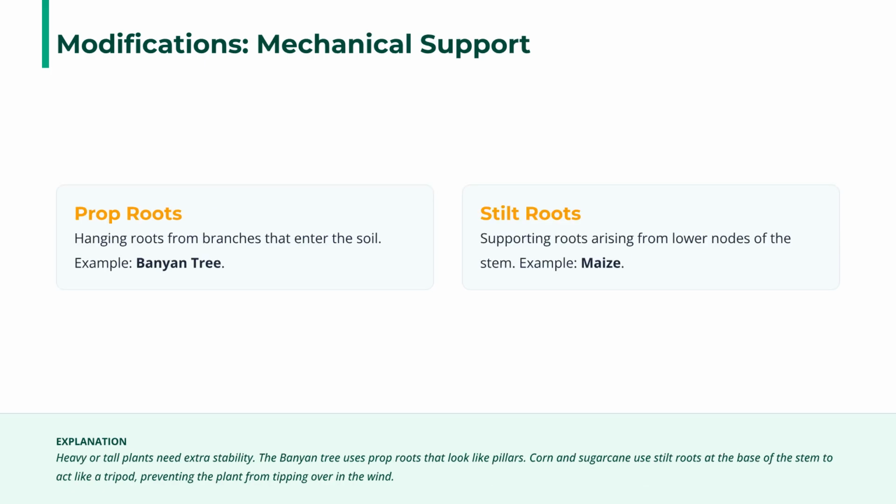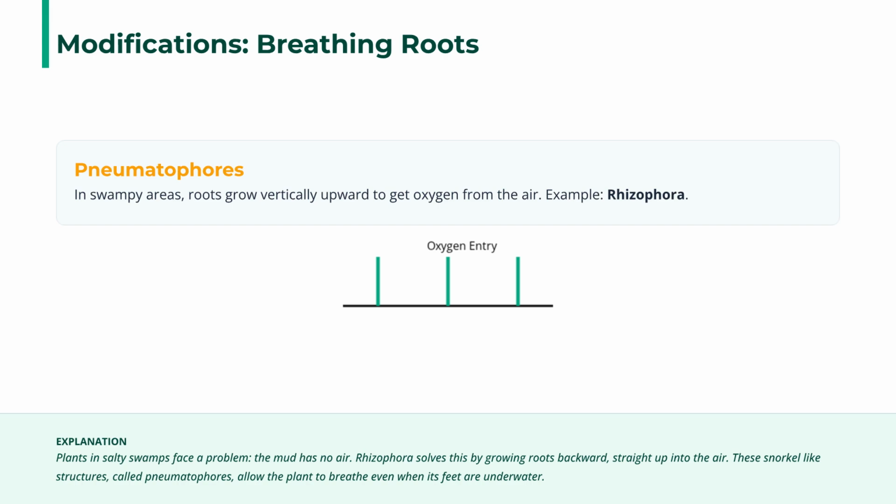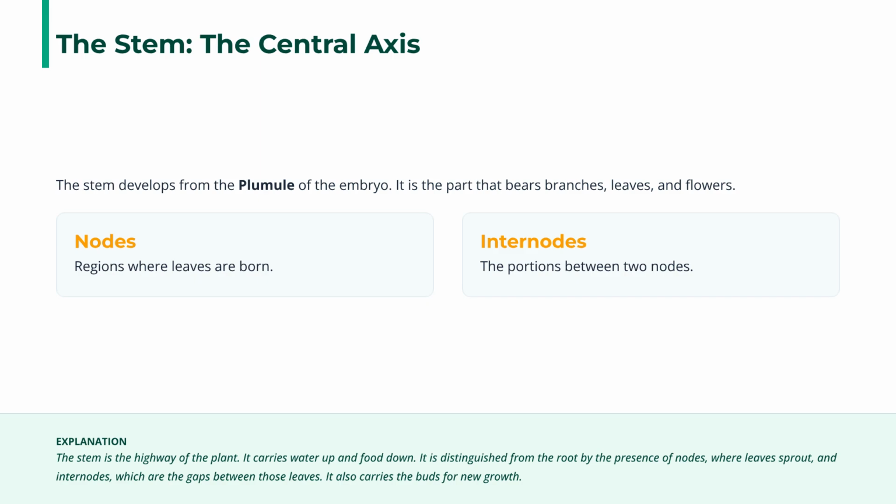Mechanical support modifications include prop roots, like the pillar-like hanging roots of a banyan tree, and stilt roots at the base of stems, like in maize, which act as a tripod to prevent the plant from tipping. In swampy areas, plants develop pneumatophores or breathing roots. These snorkel-like structures grow vertically upward from the soil to obtain oxygen from the air, as seen in the Rhizophora plant.